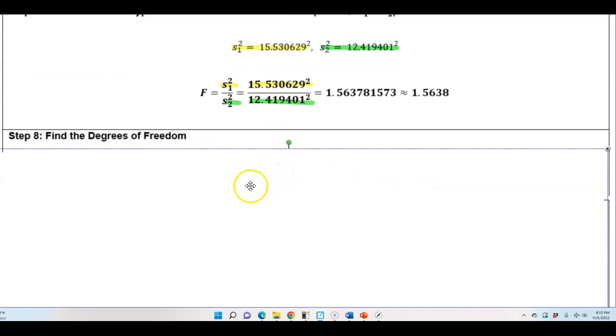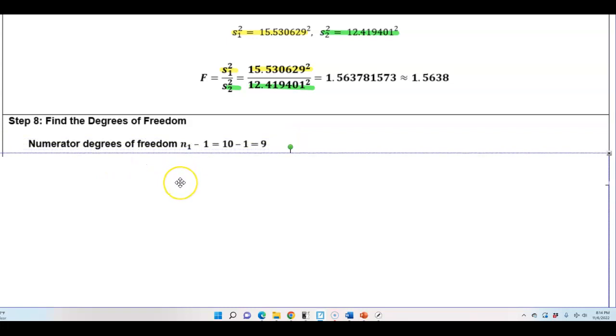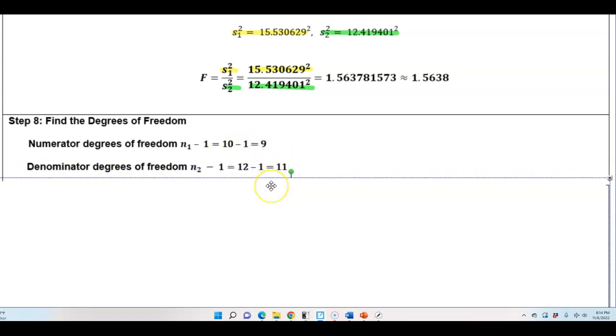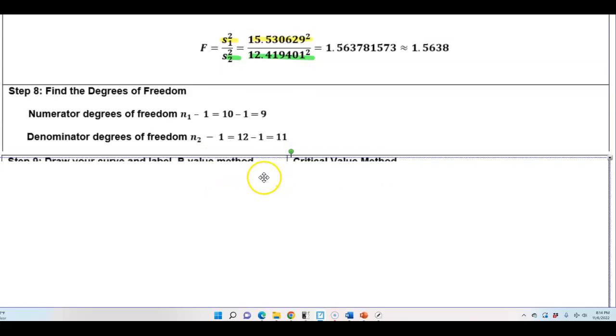Now we need to find the degrees of freedom. For the numerator degrees of freedom, the sample size 1 is 10. Therefore 10 minus 1 is going to equal 9. And then for the denominator degrees of freedom, the sample size is 12. So 12 minus 1 is going to equal 11. So we can then determine what is the critical value.